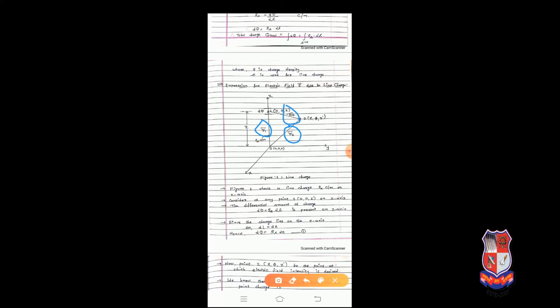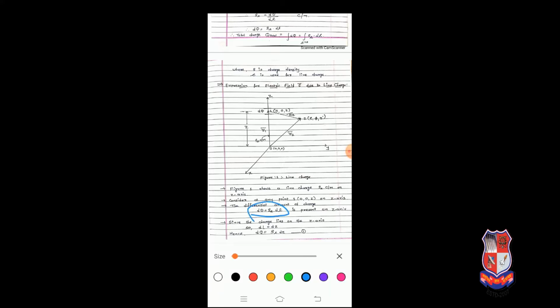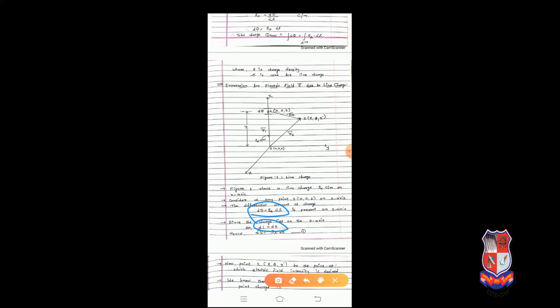Since the charge lies on the z axis, we are taking dl is equal to dz. So the differential amount of charge is on the z axis. So we can write dq is equal to rho l into dl, but dl is equal to dz because it is present on the z axis. So we can write dq is equal to rho l into dz. Suppose we are taking this as equation number 1.